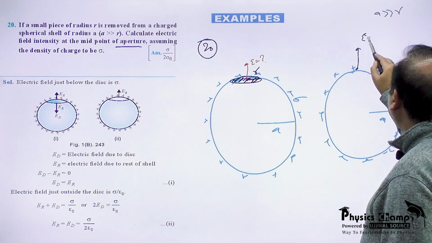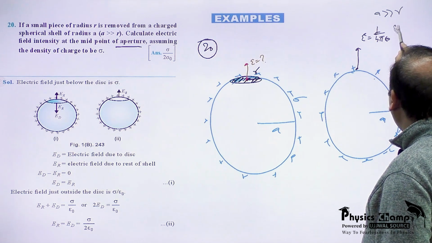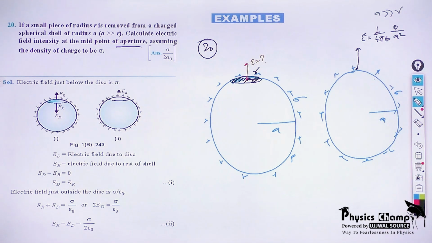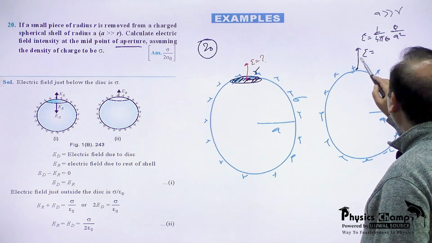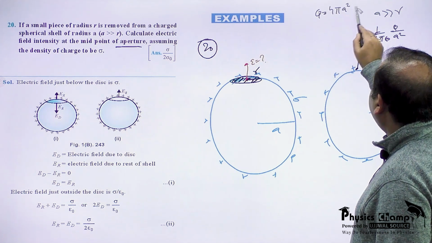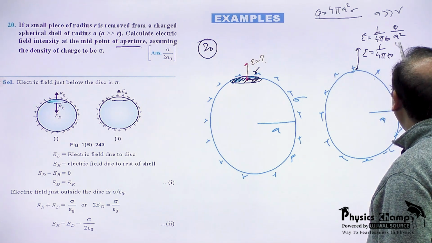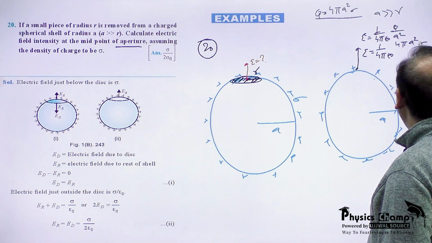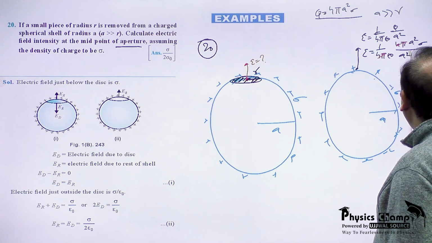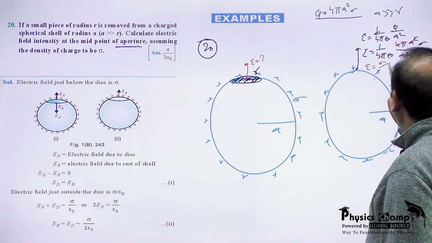So the electric field there should be 1 by 4 pi epsilon naught q by a square. It behaves as though the whole charge is situated at the center. And thus that q can be written as 4 pi a square into sigma. So the value of the electric field will be 1 by 4 pi epsilon naught into 4 pi a square into sigma by a square. Now this 4 pi gets cancelled, a square gets cancelled. So the electric field here is sigma by epsilon naught.